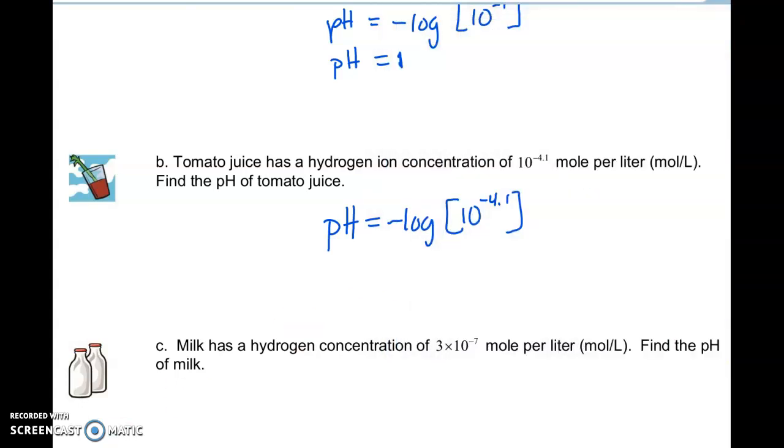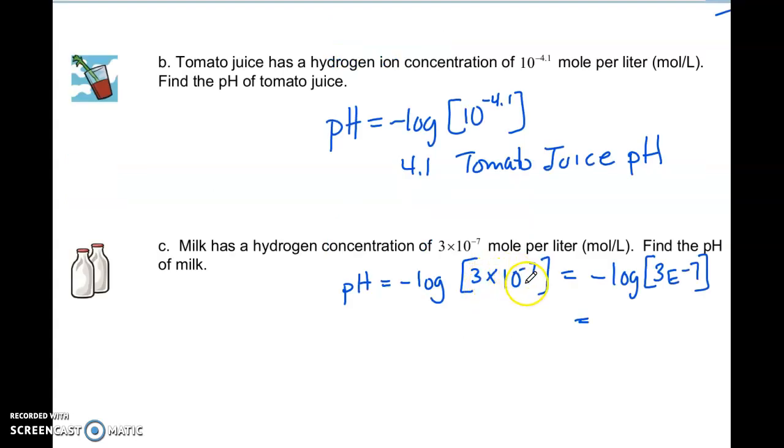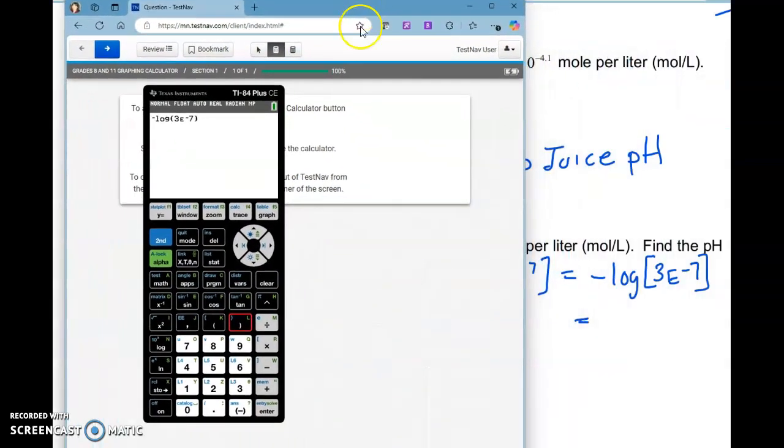And then let's do the last one. The last one says that milk has the concentration of this, 3 times 10 to the -7, and it wants us to find the pH of milk. So putting 3 times 10 to the -7, this is how you would enter it in the calculator. You have to hit that second comma button for the times 10 portion. And when I hit enter, I get 6.5 as the pH of milk.